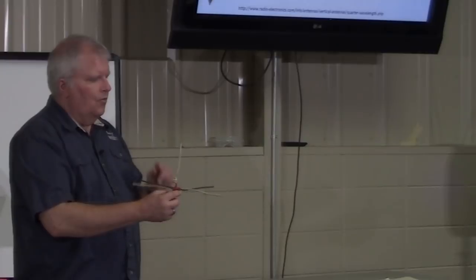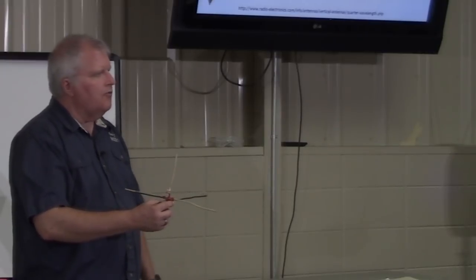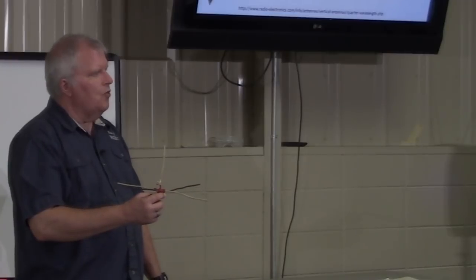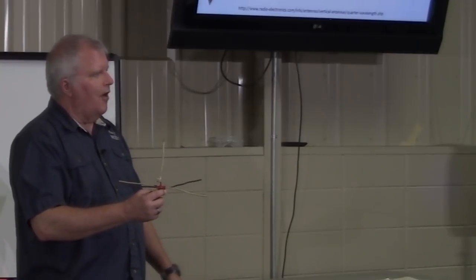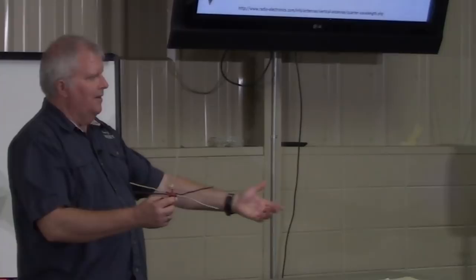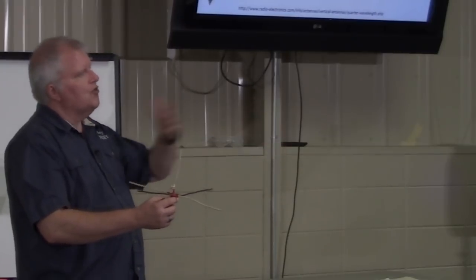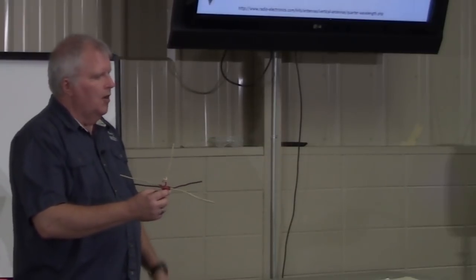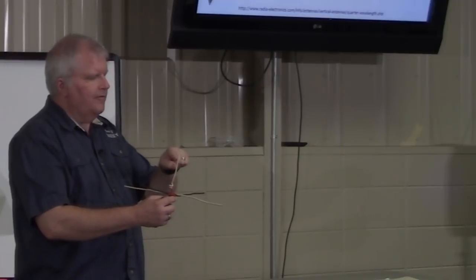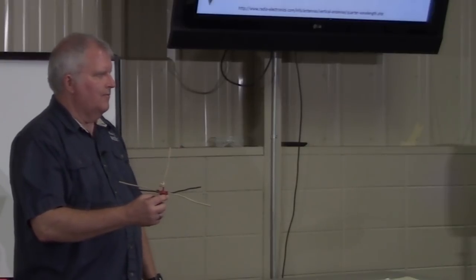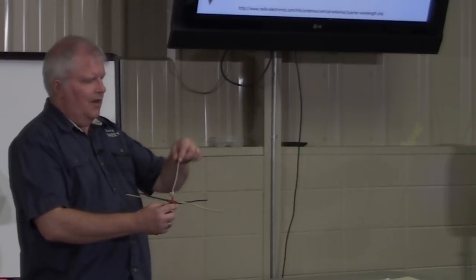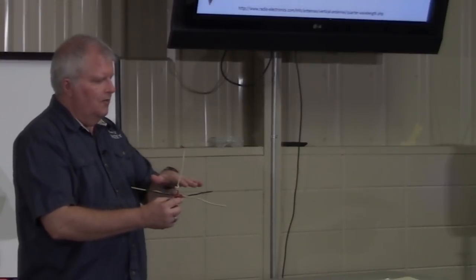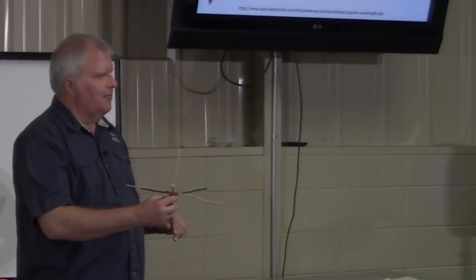And will this antenna work without the radials? No. I liken it to a swimming pool: if you're going to kick yourself off of the side of the pool, you put your legs out and you push against the side of the pool. Well, without the radials, this guy's got nothing to push against, and so you go nowhere. So if you're going to have a quarter wavelength vertical, you must have radials of some type.